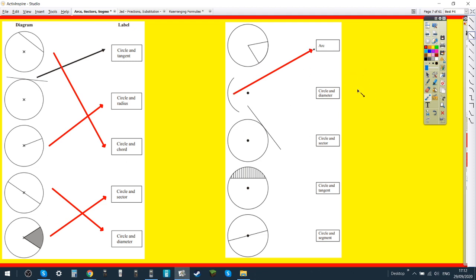Okay, let's try the one on the right. Circle and diameter is the bottom one. Circle and sector is the top one. Circle and tangent is the third one. Circle and segment is the fourth one. Yeah, that's the area between a circle and a chord.